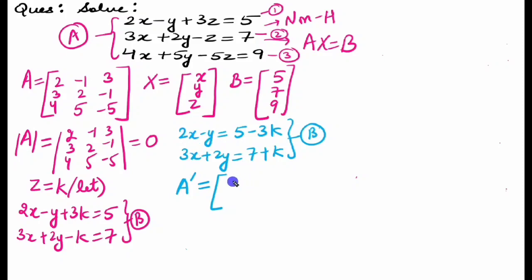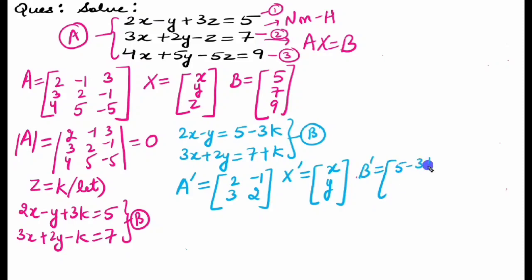फर्स्ट कॉलम में x के कोफिशिएंट्स होंगे 2 and 3, सेकंड कॉलम में y के कोफिशिएंट -1 and 2, and this gives our coefficient matrix for the system B. Then X dash, the matrix of unknowns for the system B. This will consist of only two values, x and y, and then B dash will be 5 minus 3k and 7 plus k. The matrix formed from these constant terms.